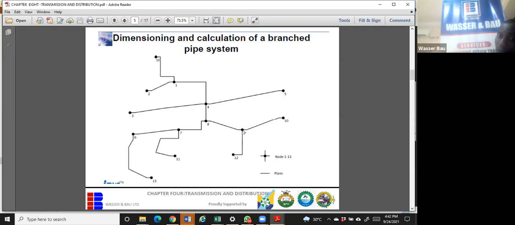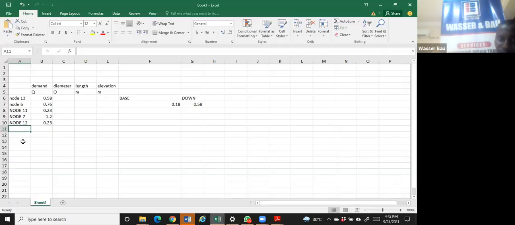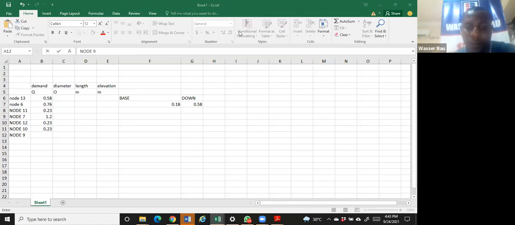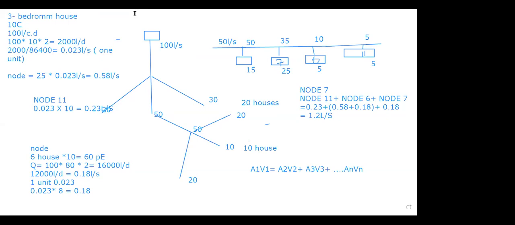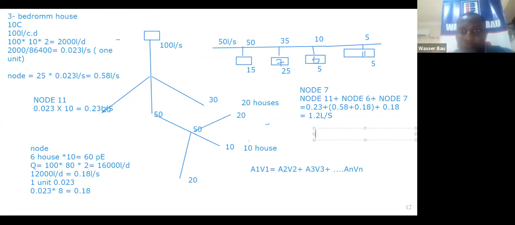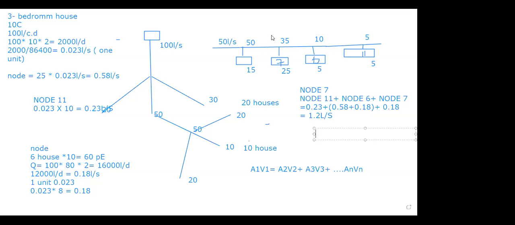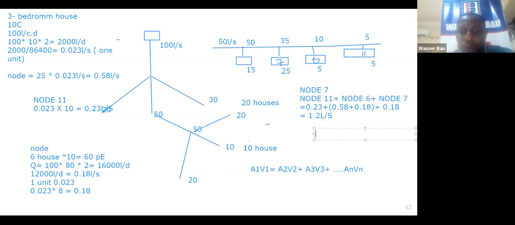So node 10 is going to be 0.23. Node 9 is going to be what? Can somebody try to do node 9? I think it's also 0.23. Are there 10 houses in node 9? Yeah, we counted. That means the total will now be 0.23 plus 0.23. So let me check.